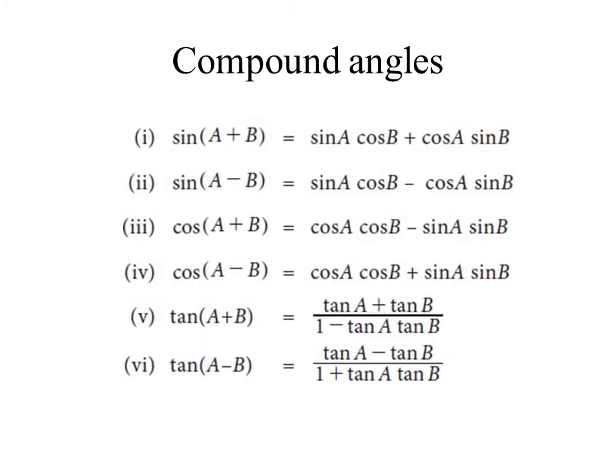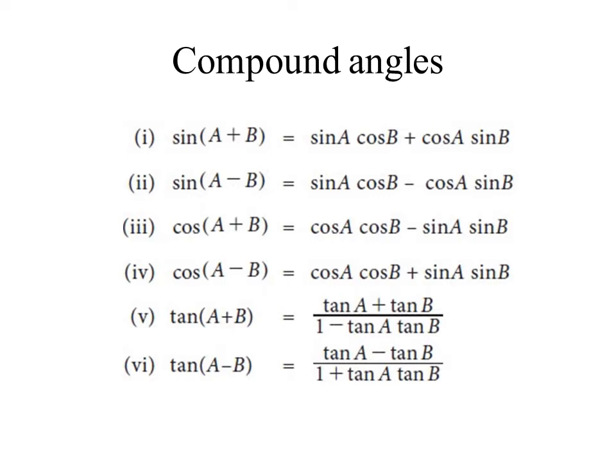Then next one is compound angles. Sin of A plus B equal to sin A cos B plus cos A sin B. You remember, sin is friendly to cos, so sin has a mixing of cos: sin A cos B plus cos A sin B. And next one is sin of A minus B. The sign here is minus, so in the expansion: sin A cos B minus cos A sin B, same signs on both sides.